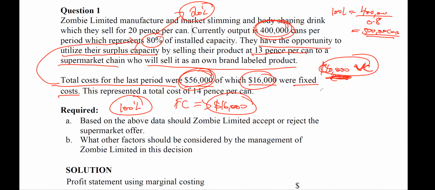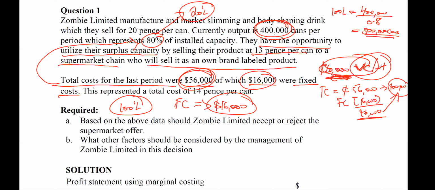We know that for 400,000 cans, total cost was what? 56,000, right? Now we know that fixed cost out of this was 16,000, meaning variable cost will be 40,000, right? So you are saying that if variable cost of 40,000 relates to 400,000 cans, and because we know variable cost per unit is always the same, always constant, use that constant to multiply the 500,000 cans, and then we get the cost for the 500,000 cans.